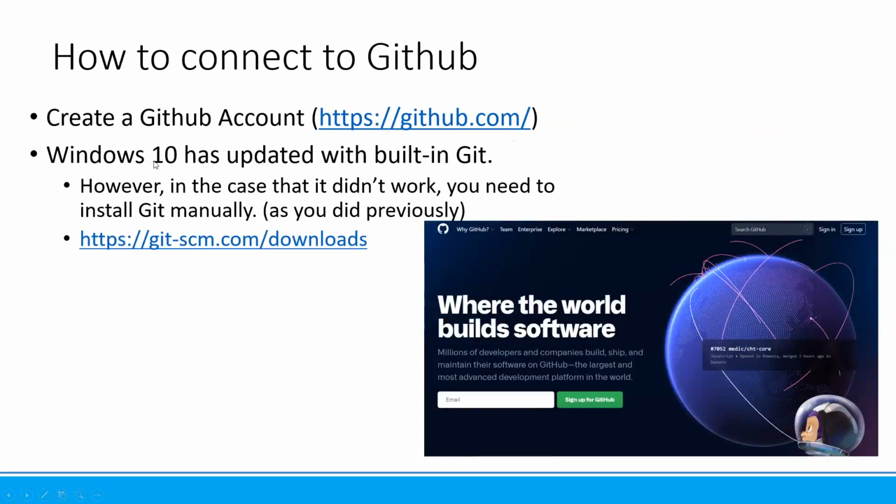Windows 10 has been updated with built-in Git. I'm a Windows user, so I know about Windows. About iOS or other operating systems, I'm not sure. But in Windows 10, they have built-in Git. You don't need to download. But if you still do not have Git, you can download from here. However, in the case that it didn't work, you need to install Git manually. I already showed you the step by step if you want to install Git manually.